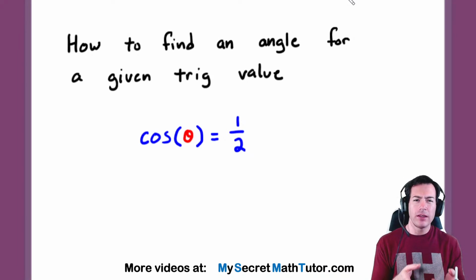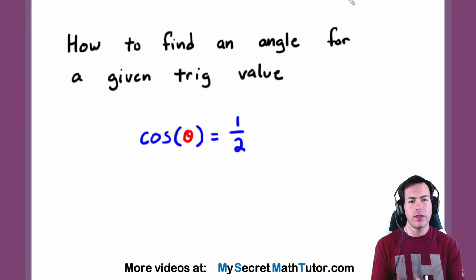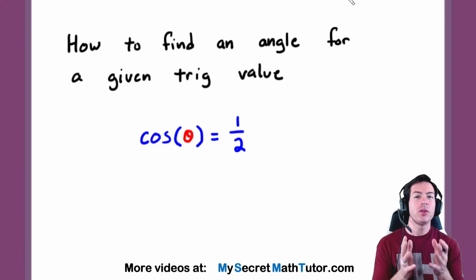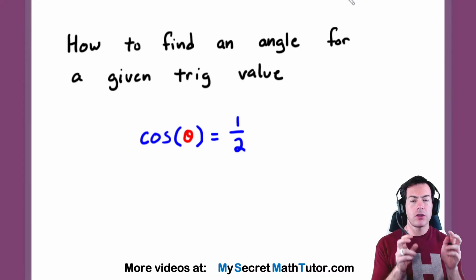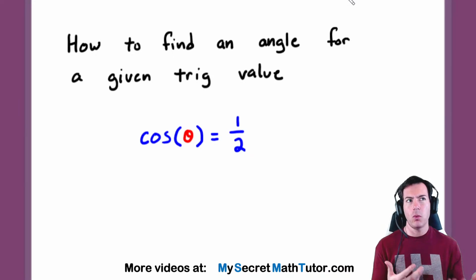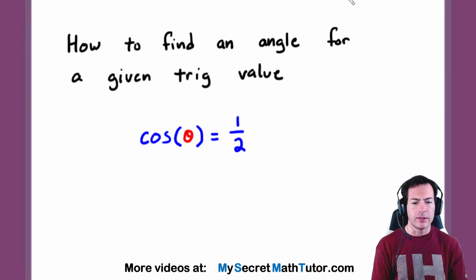So how do you find the angle when you have something like cosine of theta is equal to that given value? One way we can do this, let's see, there's really two ways for doing this. One, we could use the unit circle, or two, we could memorize various special triangles, and that would also give us a way of figuring out what the angle is.